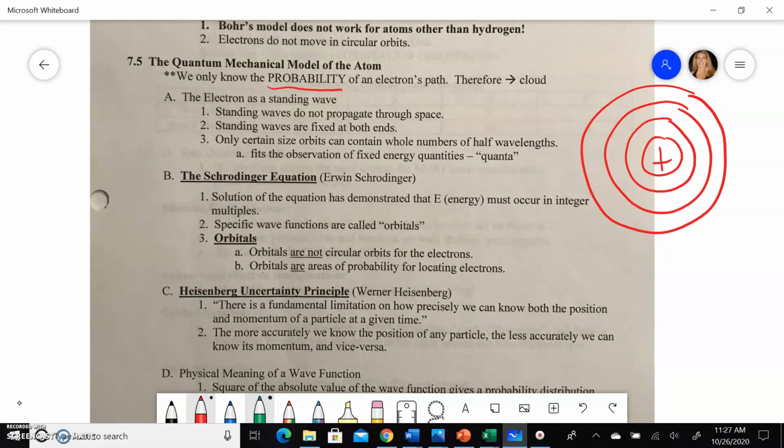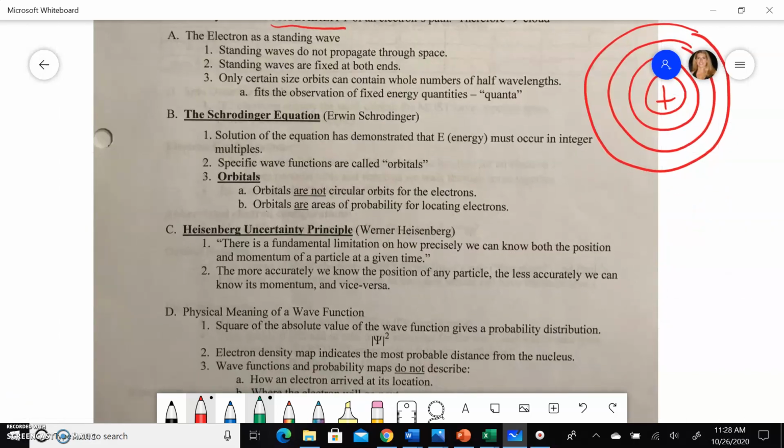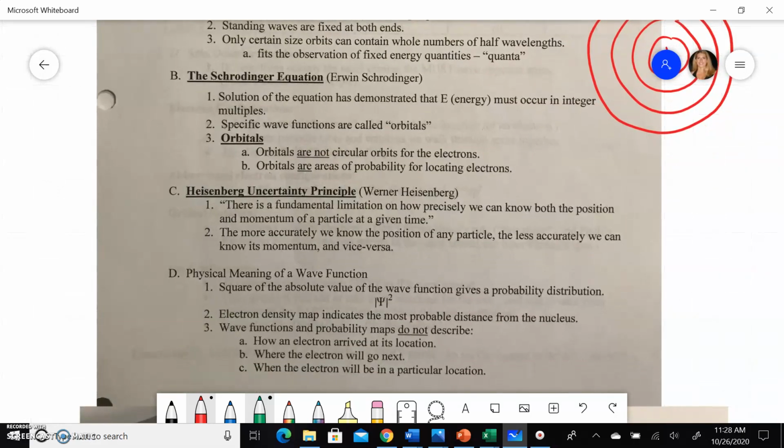But we call them clouds because when we plot these using images and fancy technology, we end up with these shaded regions. So we call them clouds. So that's the first thing: you need to be able to explain why they exist as clouds and not as specific circles like Bohr originally thought. Schrödinger is the scientist who's famous for this idea. He calls it the quantum model of the atom, or quantum mechanical model.